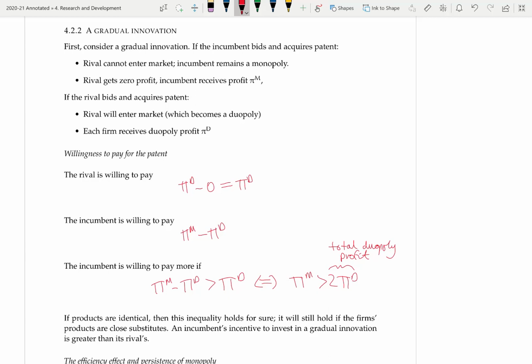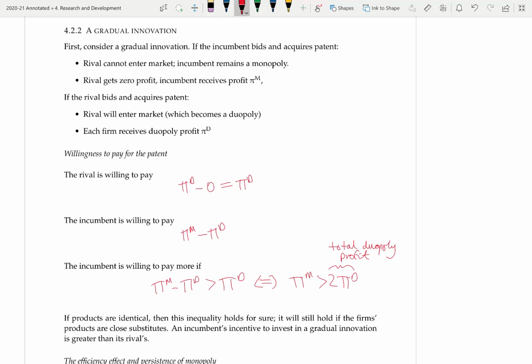If the products are not identical, then it could be that the monopoly profit is less than the total duopoly profit. Consider the extreme case when the two firms' products are actually different products, so they each have a monopoly. Then the total profit of these firms would be twice the monopoly profit, and so the inequality would not hold. But as long as the products are not too differentiated, then this inequality will hold.